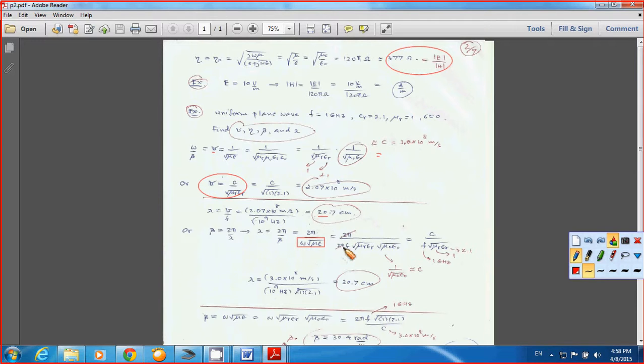So your 2 pi cancel out. You also have your lambda equal to c over f, and if you calculate this one, c over f, you can even write in terms of lambda 0, and you divide by square root mu r epsilon r. So your lambda is equal to 20.7 centimeter. The same thing.